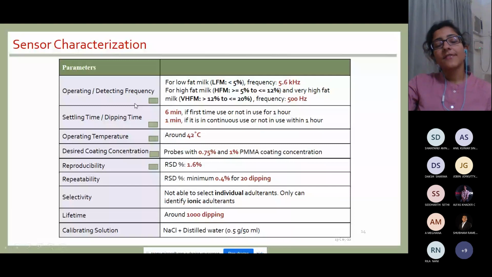And then we looked at what the dipping time is, because earlier we said that it is a diffusion process. So for a diffusion process, you need to wait for some time to get settled down.